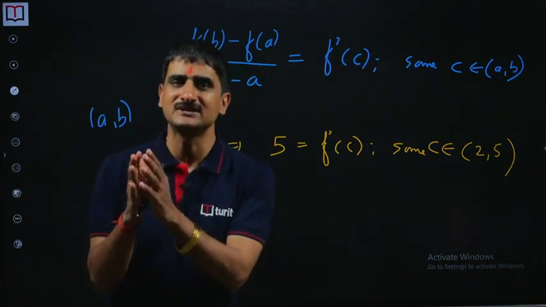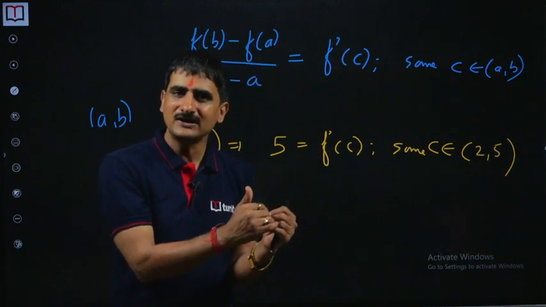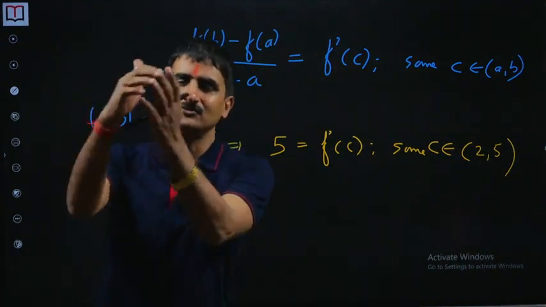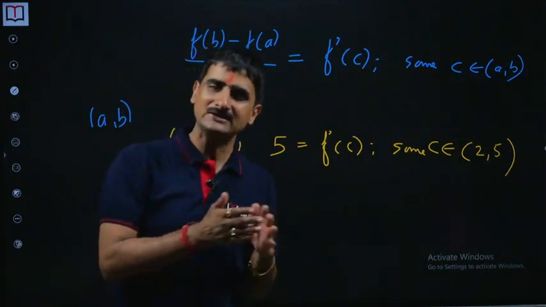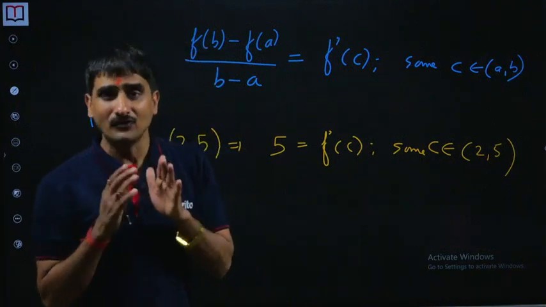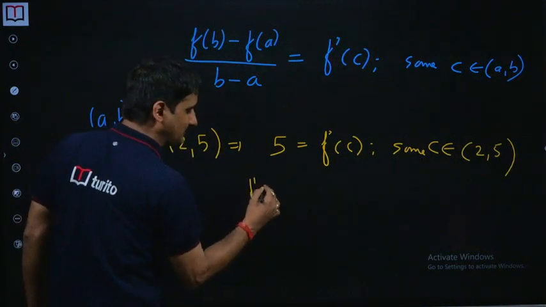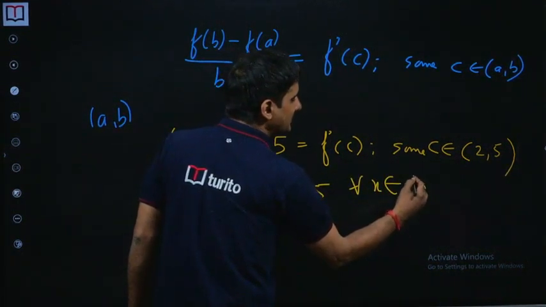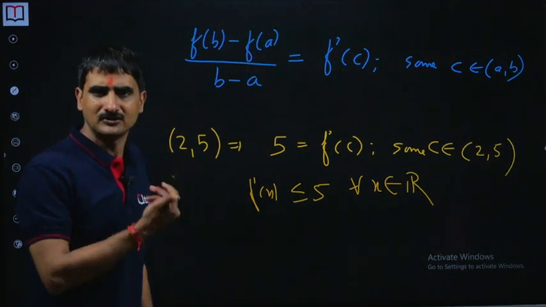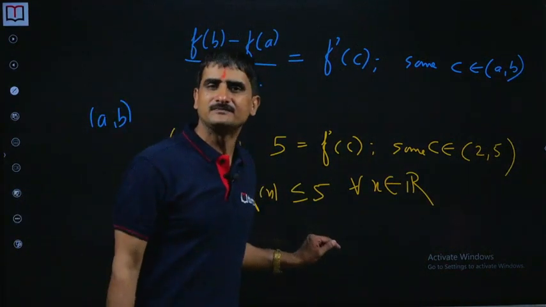That there has to be some transition from the smaller side of 5 to 5 and then moving to this larger side, or from the larger side of 5 to 5 and then moving to its smaller side. But what are we given? We are given that f dash x is less than or equal to 5 for all x belonging to the interval, whatever interval you consider, because for all x belonging to R. Now what does that mean?